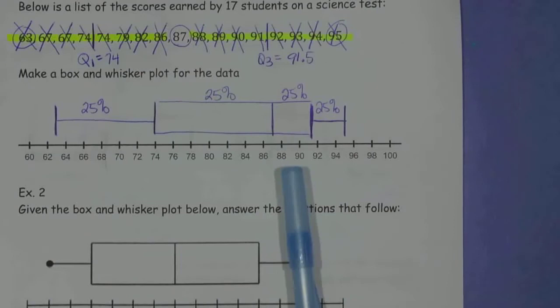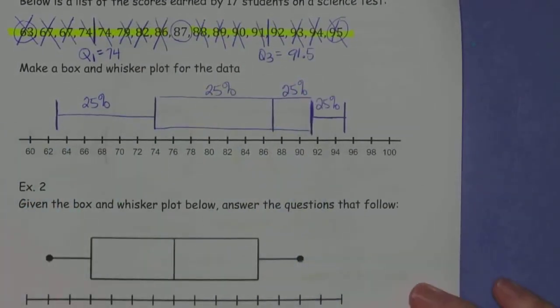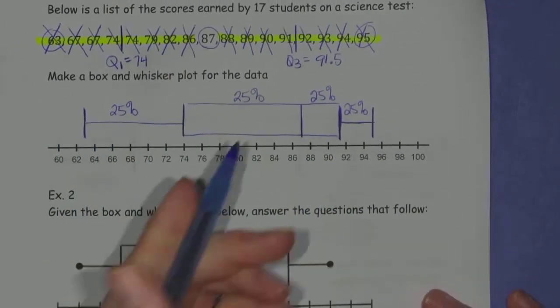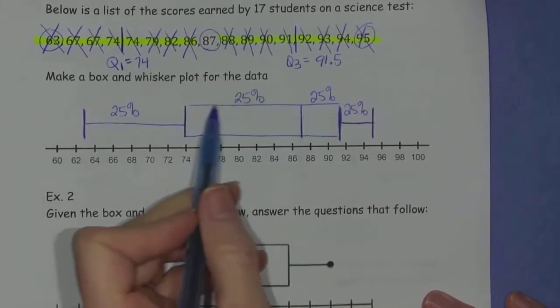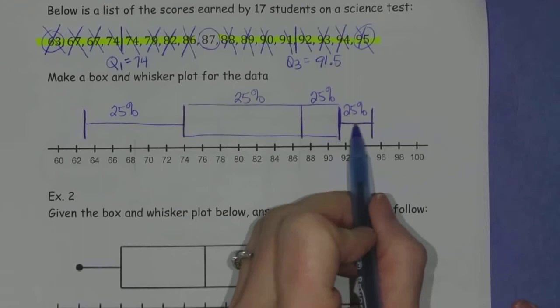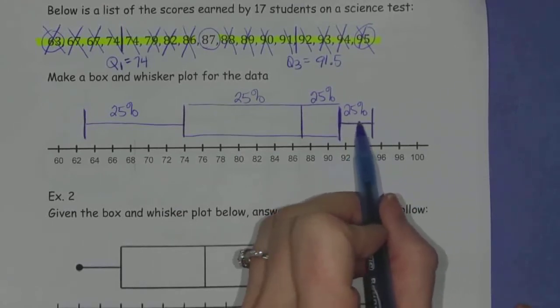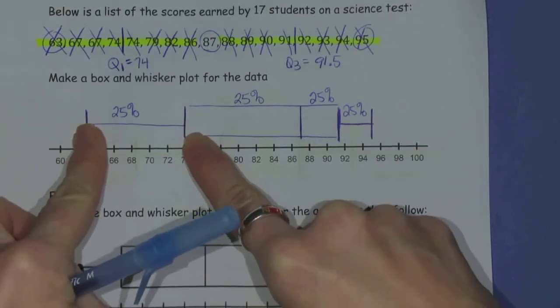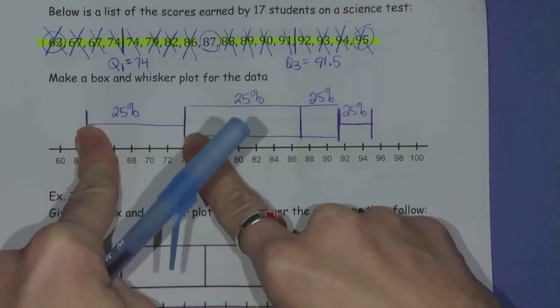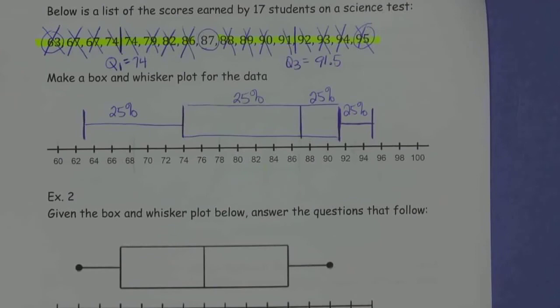Now, students will often say to me, and you may be thinking it yourself, I don't get it. 25%, shouldn't they be the same size sections? How can this little tiny section be worth 25%, and then this longer section is also worth 25%? Well, that's a great question. Here's the answer to it.